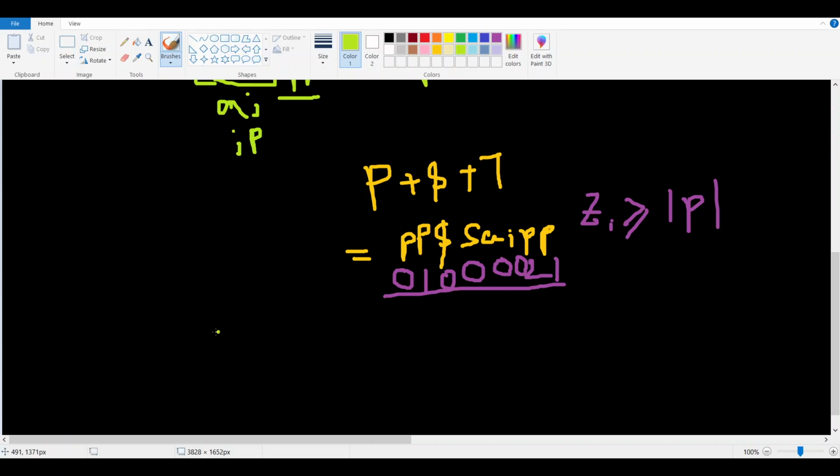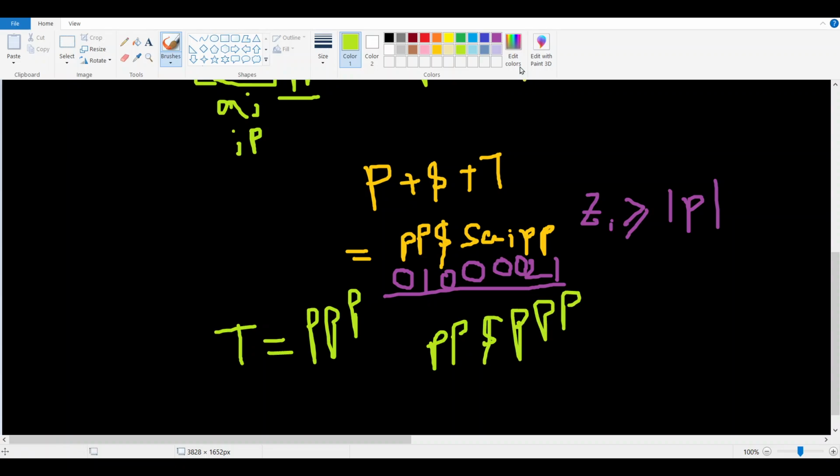Let's take t as ppp. In that case, our p plus dollar plus t string will be nothing but pp dollar ppp. Then the computed z values will be 0 1 0, then 2, 2, 2. I think zi equals to p will also work, because we are taking dollar as a separator. The z value will never exceed 2, the length of the pattern. So instead of zi greater than or equal to p, you can take zi equals to p as well.